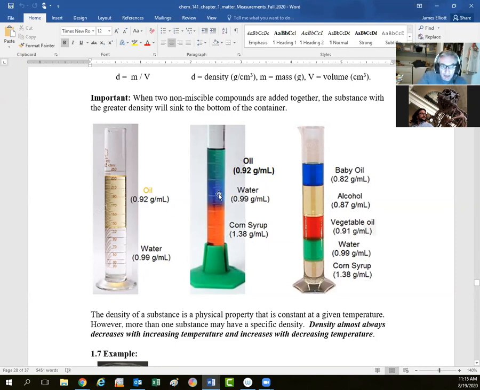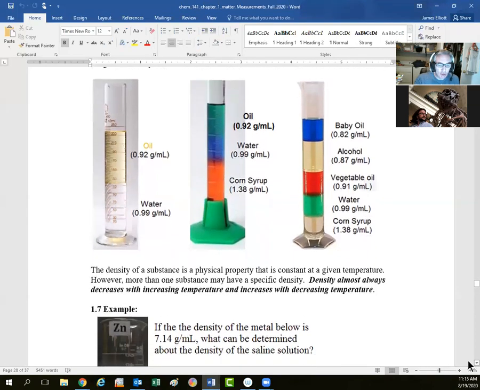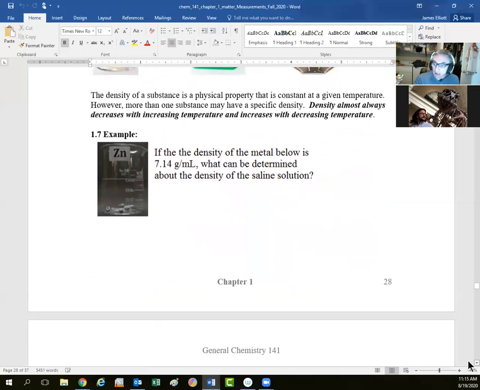We can start mixing other solutions together. So corn syrup is even more dense than water, a very viscous chemical. That would sink to the bottom, while the oil would be on top, of course, above the water. We could add in things like baby oil, which is even less dense, and alcohol, which is even less dense than the vegetable oil. So we can make a huge big traffic light column with different chemicals. This only works if the chemicals are not miscible together. If they do like each other, they'll just form a single solution.